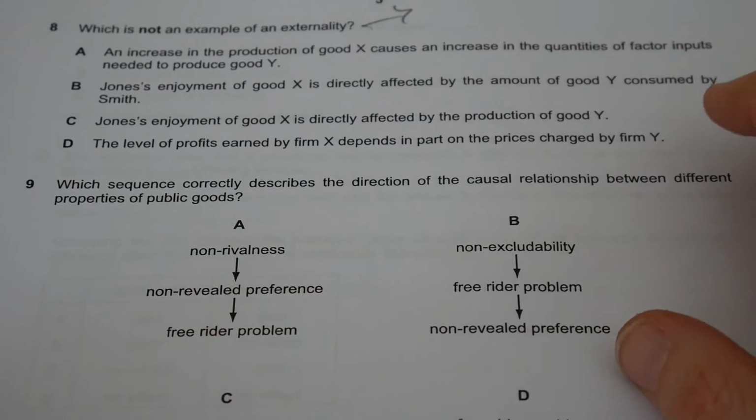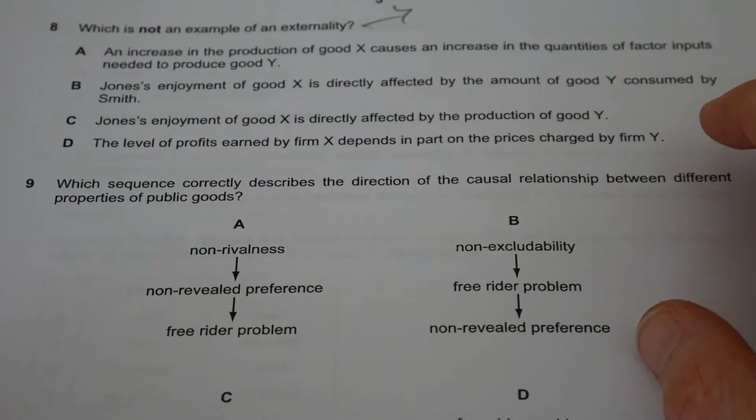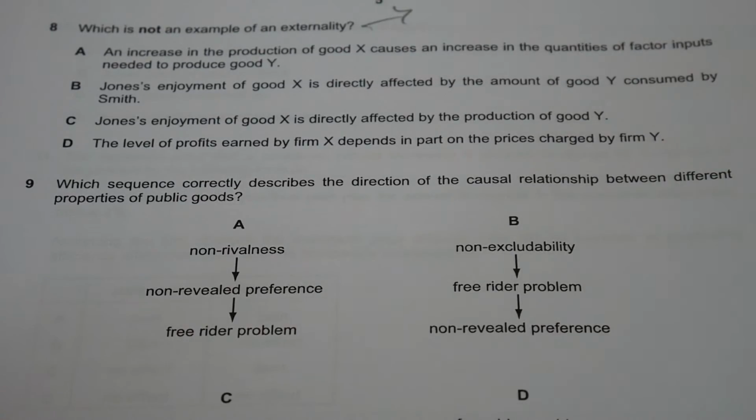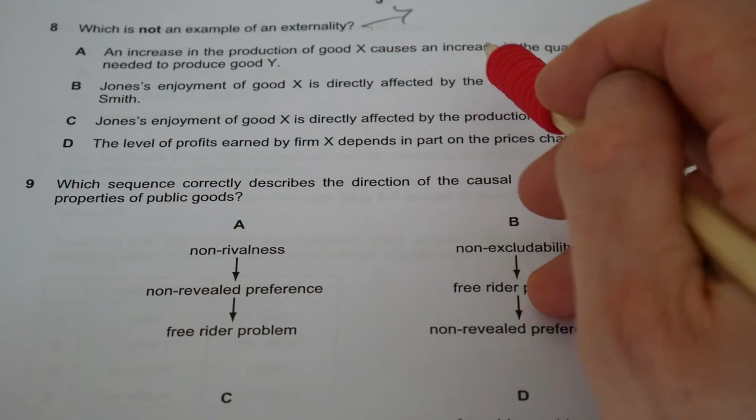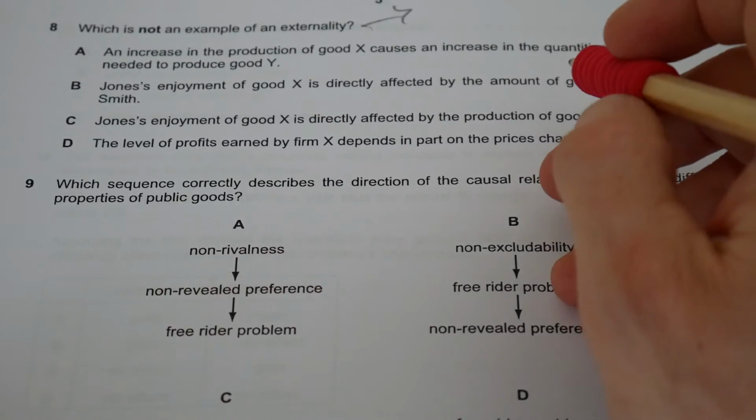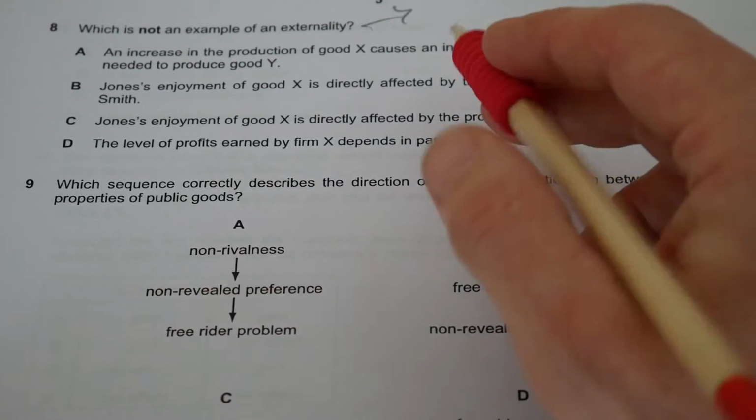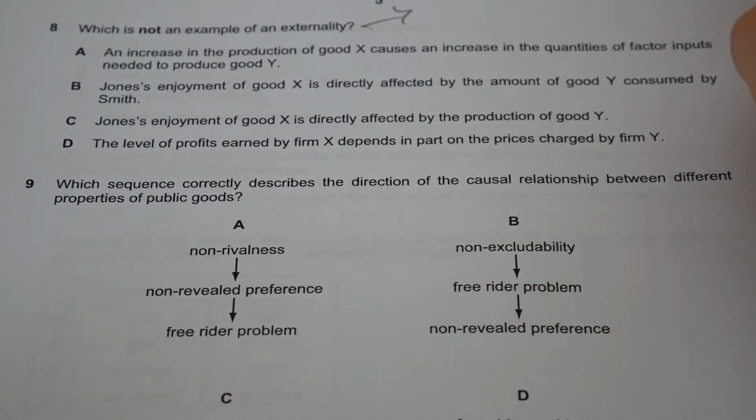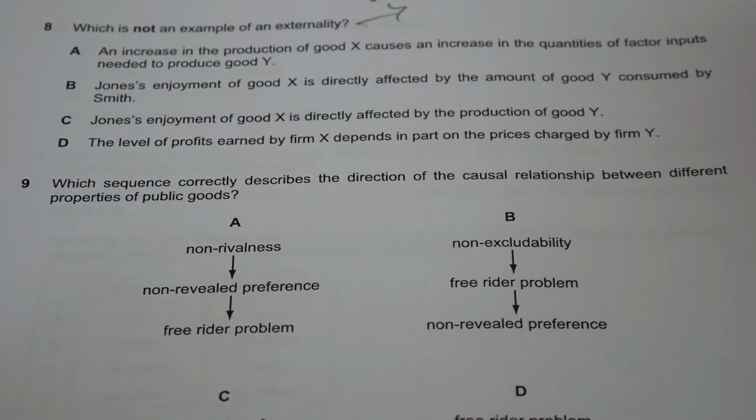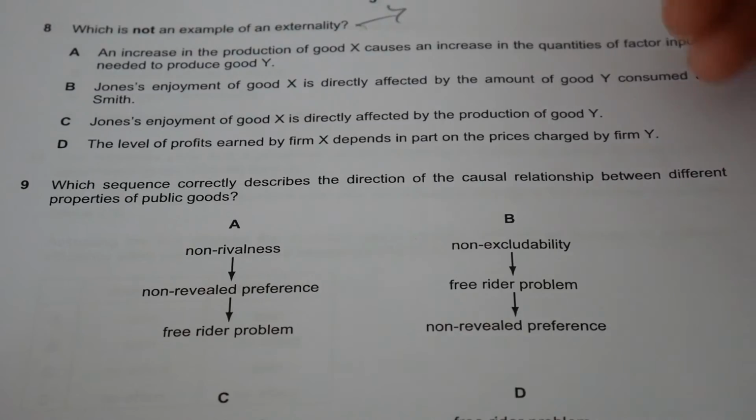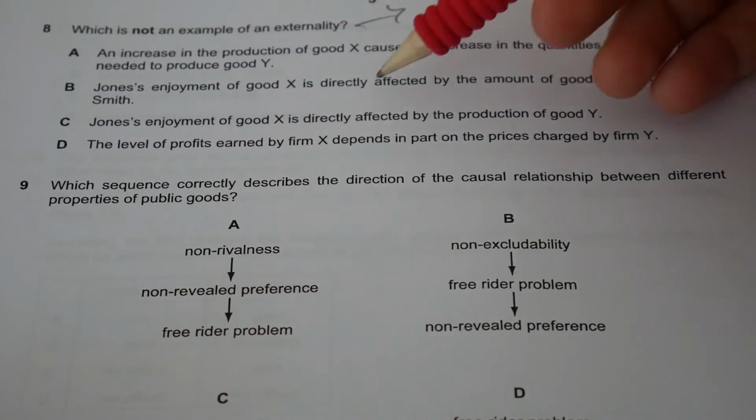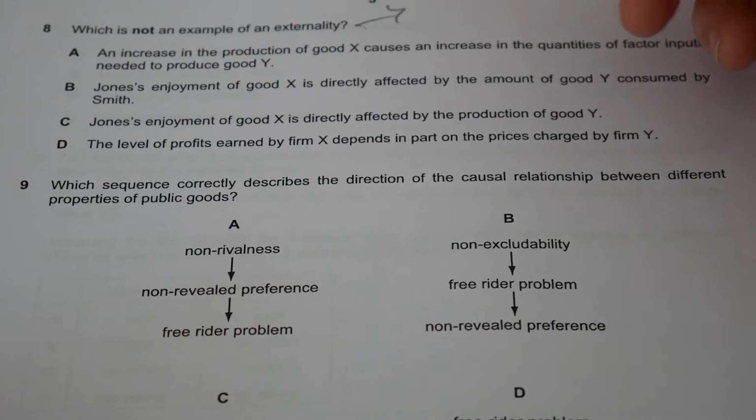So when it comes to this one, is this an externality? Yes, it would clearly be an externality. So it increases the quantities of factor inputs needed to produce good Y. So yes, that's clearly an externality. Jones' enjoyment of good X is directly affected by the amount of good Y consumed by Smith. Again, there's an innocent party being affected, so that's an externality. Jones's enjoyment of good X is directly affected by the production of good Y.